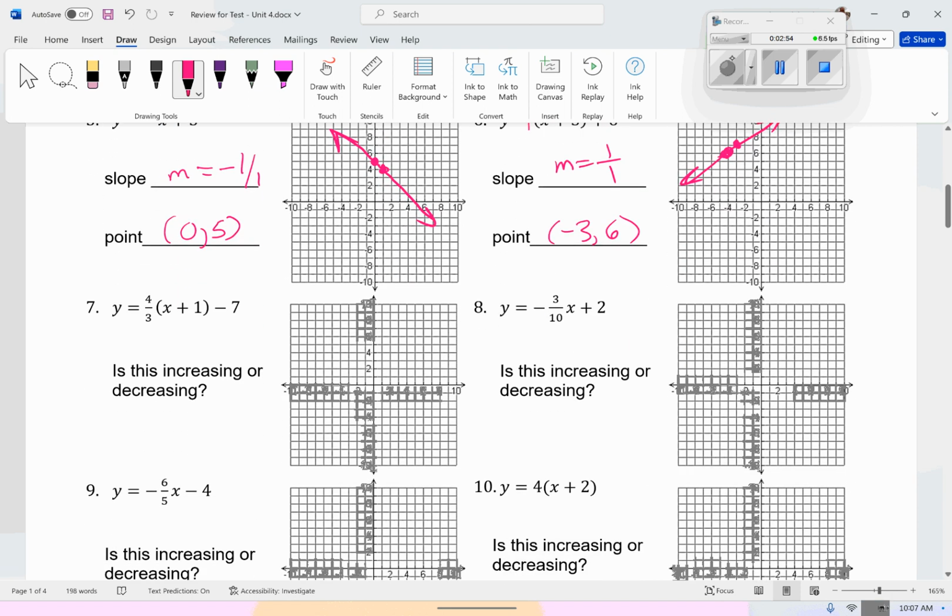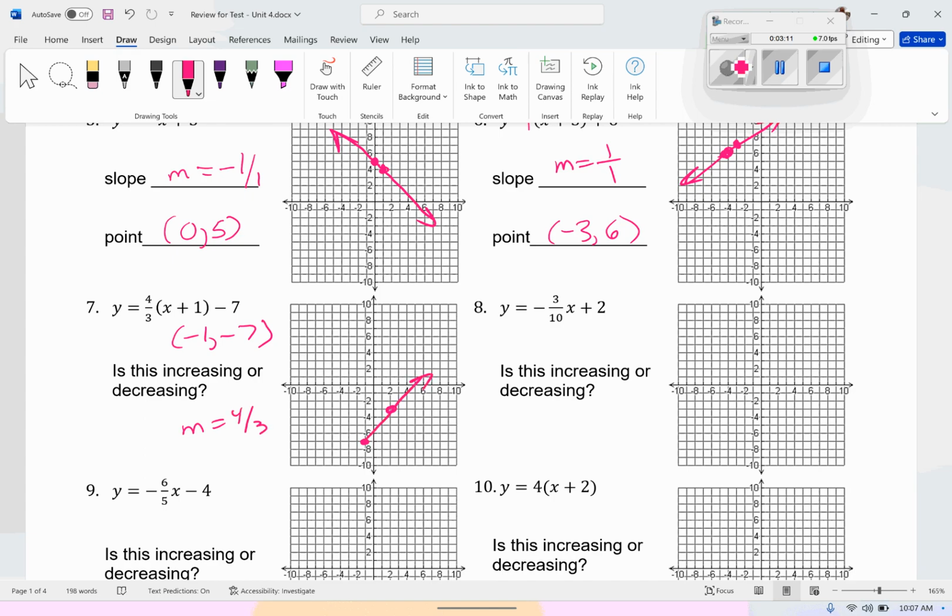Number 7. This is in point slope form. So my point's going to be -1, -7. So -1, -7 is down here. And my slope is going to be 4/3. So from that dot, I'm going to go up 4, right 3.